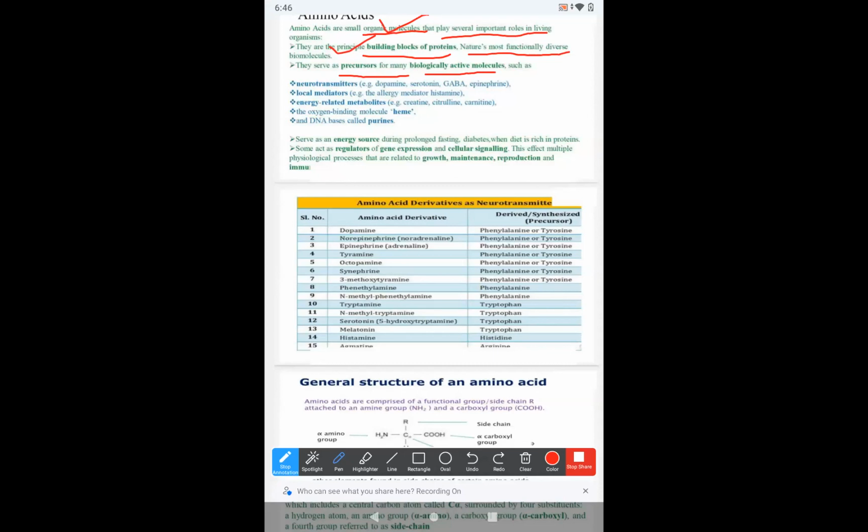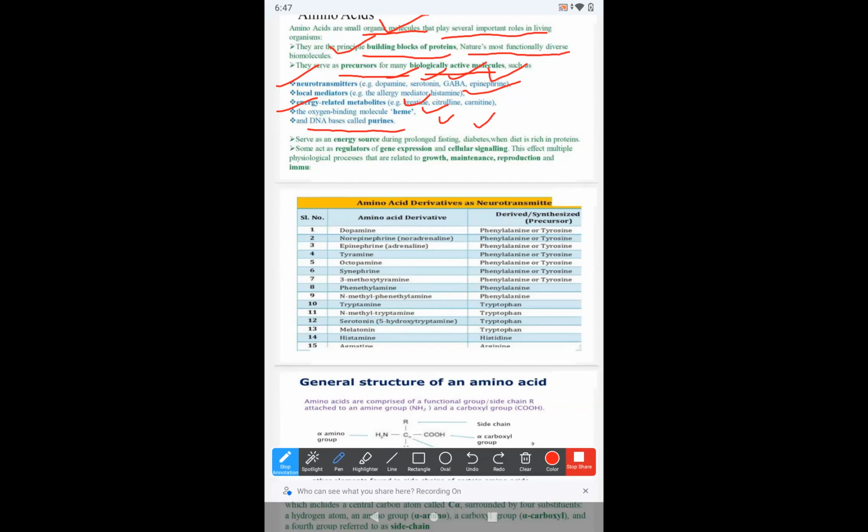Amino acids act as precursors for neurotransmitters like dopamine, serotonin, GABA, epinephrine, and local mediators like histamine. And energy related metabolites like creatine, citrulline, carnitine, etc. Amino acids also serve as precursors for the oxygen binding molecule heme, and for the DNA bases called purines.